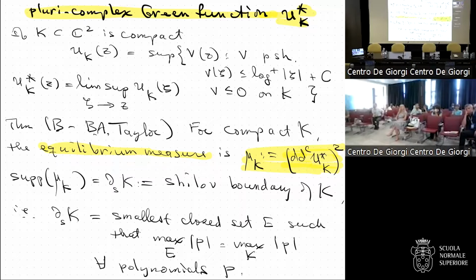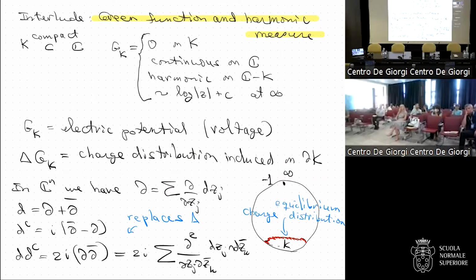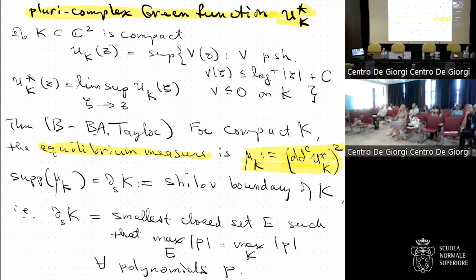And this is what, with Al Taylor, we're proposing as the pluri-analog of the equilibrium charge distribution, and that we call the equilibrium measure. You can say a number of things about this. You can write a paper about it even. And so the support, among other things, is an interesting property. We call it the domination principle. The support of this measure, in fact, is the Shilov boundary of K.